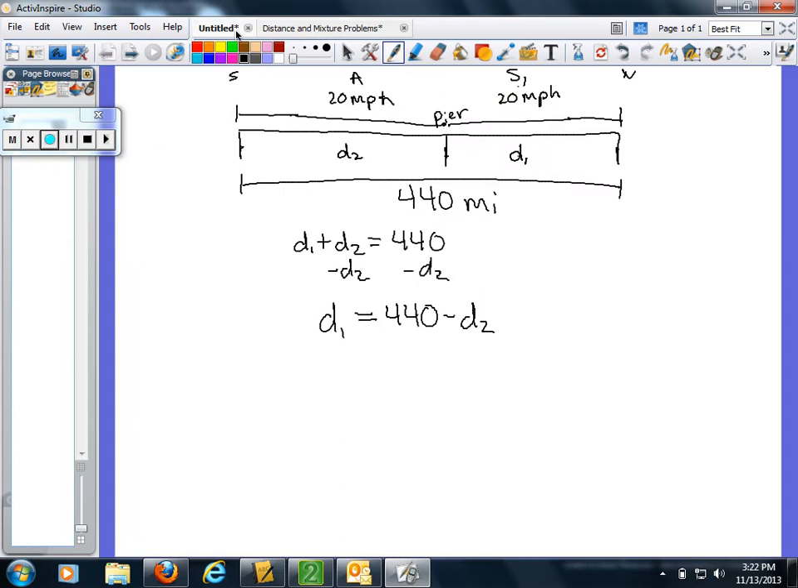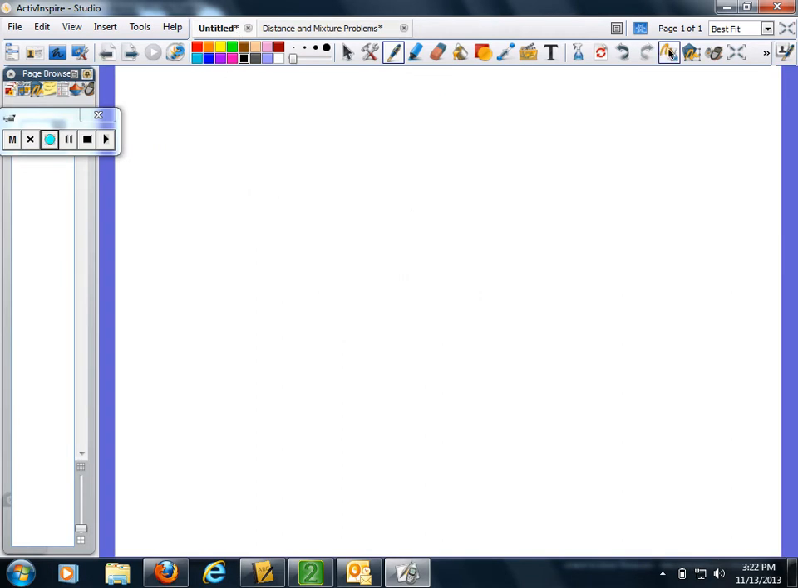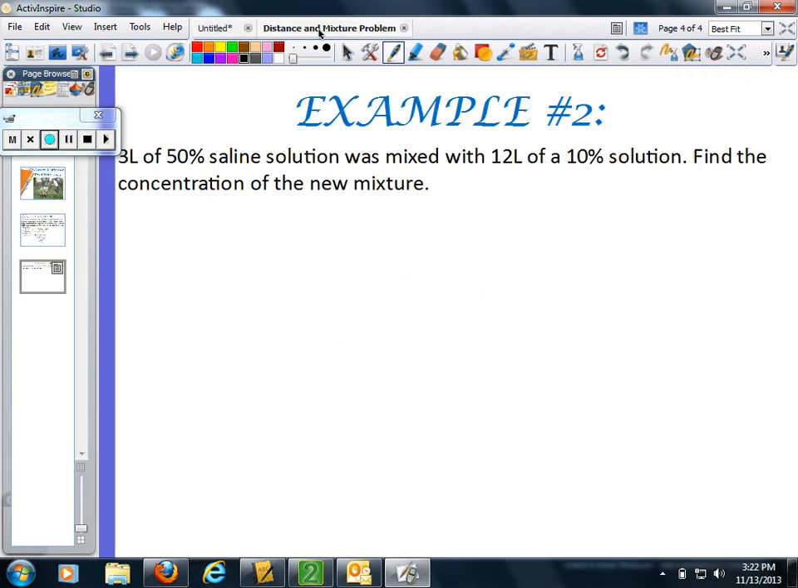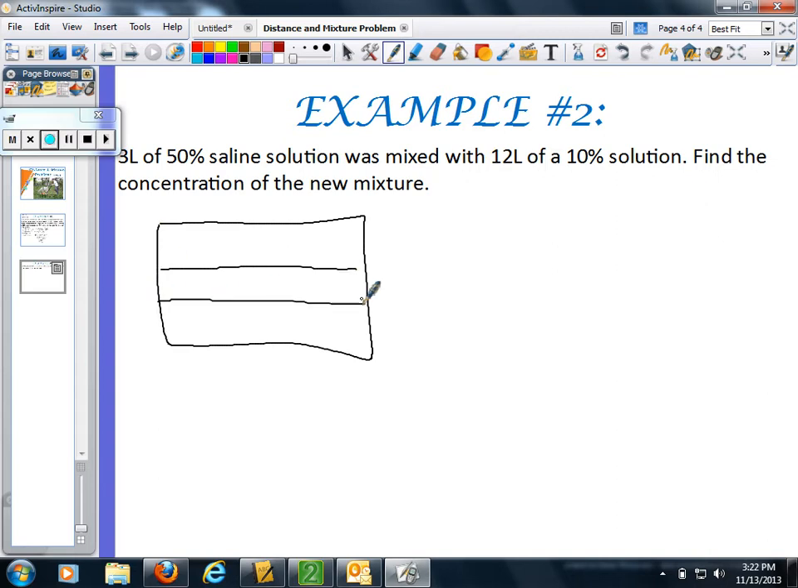And I'm actually going to draw you a box on this one as well. Okay, but this one is going to be a little bit bigger. This is going to have 3 rows and 3 columns. Okay? So it says 3 liters of 50% saline solution was mixed with 12 liters of 10% solution. Find the concentration of the new mix.